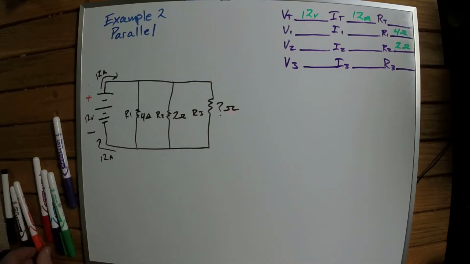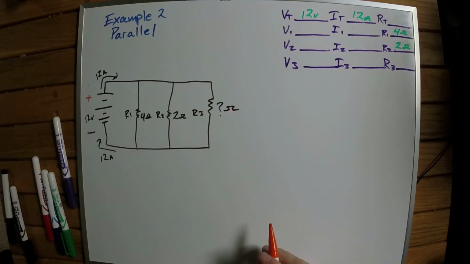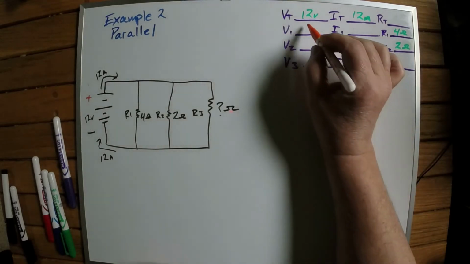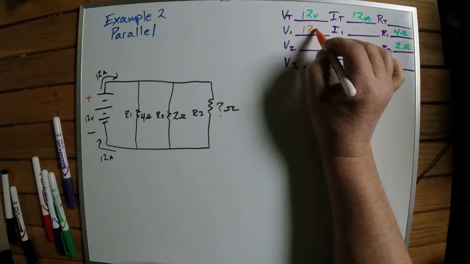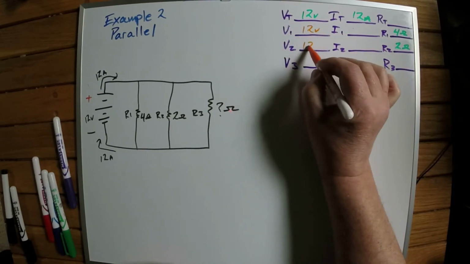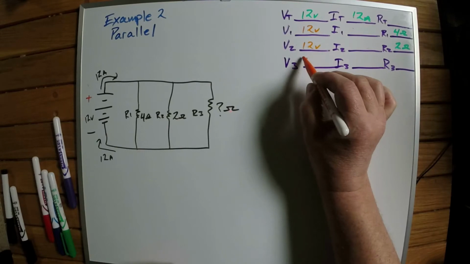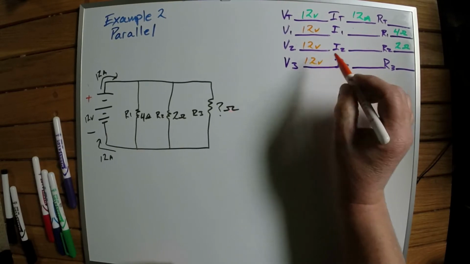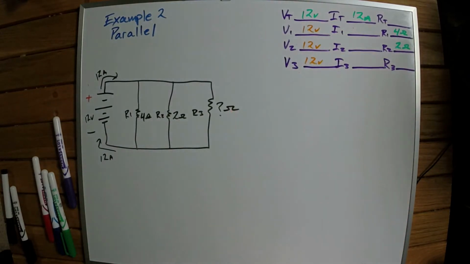So the next thing we can do is fill in the values that we know because of the circuit laws. If you remember, in a parallel circuit, voltage is constant. So we know what voltage total is, and voltage is going to be the same on all the branches. So we can just put 12 volts there.